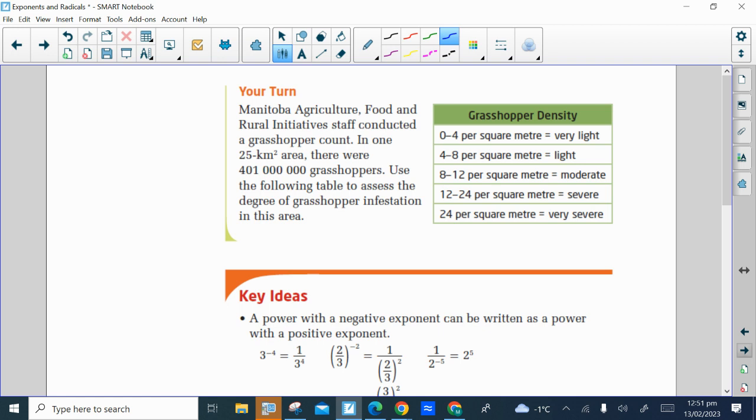And this next one is done the same way, except it wants you to state the grasshopper density, which again is based on the number of grasshoppers per square meter. Now, in this case, we are told that there are 401 million grasshoppers in 25 square kilometers. So let's write that out first. 401 million grasshoppers in 25 square kilometers.